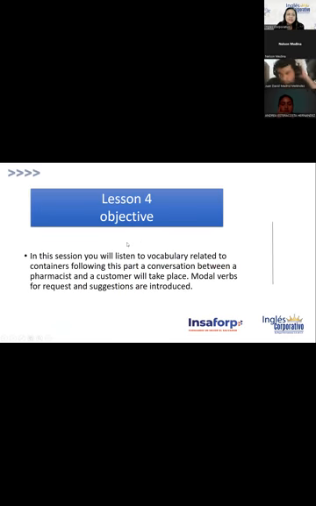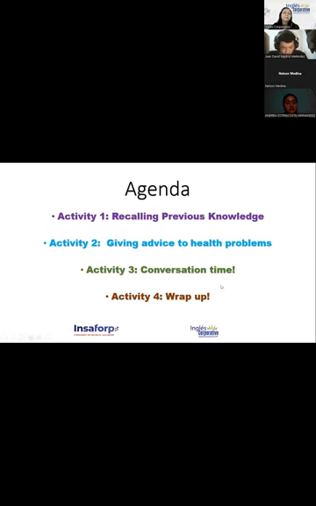So guys, in this session, you will listen to vocabulary related to containers. Following this part, a conversation between a pharmacist and a customer will take place. Modal verbs for requests and suggestions are introduced. As I told you, the modal verbs are can and could. You are going to learn how to use them. So we have recalling previous knowledge first, then we have giving advice to help problems, conversation time, and wrap up. Are you ready to start? Ready, teacher. Great.